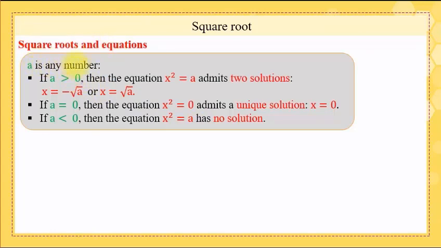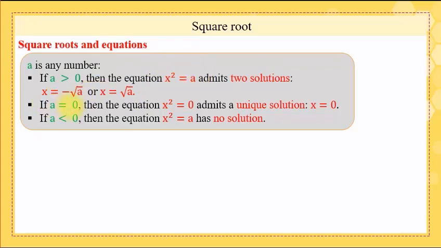A is any number. If a is positive, greater than 0, then the equation x power 2 equals a admits two solutions. The first one is x equals minus radical a, and the second one is x equals radical a. So we have two solutions for this equation where a is positive.